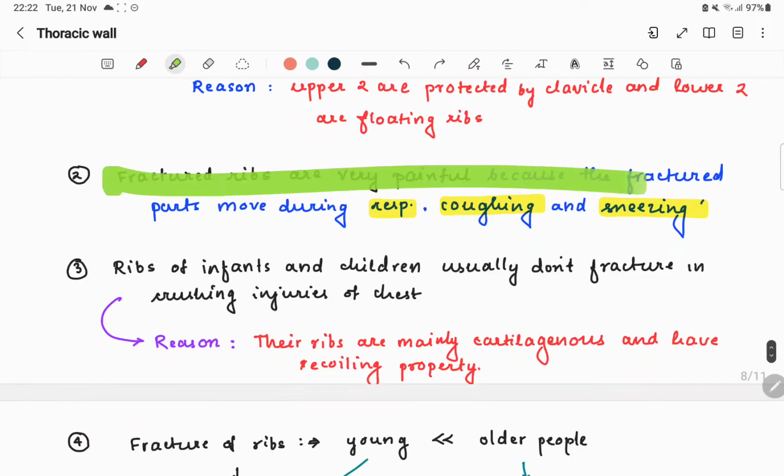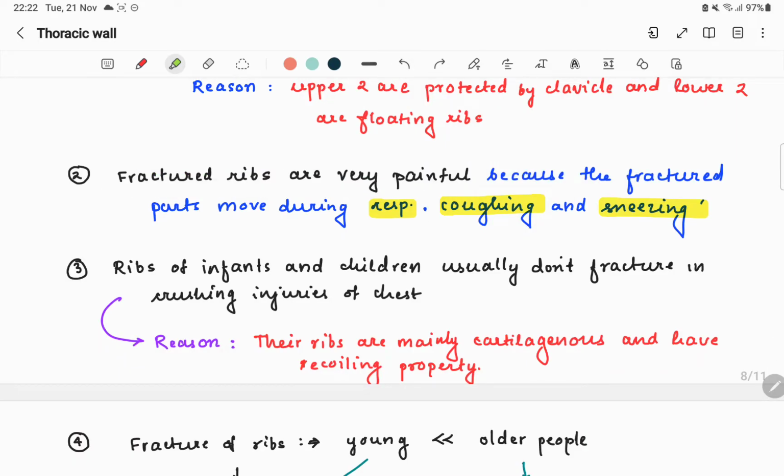Understood? Fractured ribs are very painful because the fractured parts move during respiration, coughing, and sneezing. Understood?